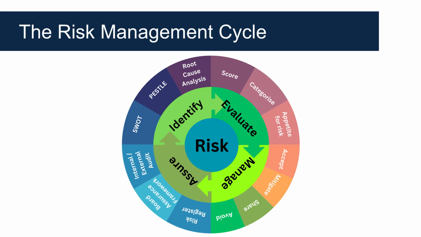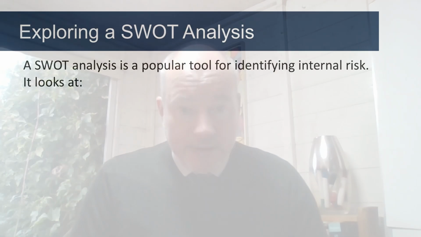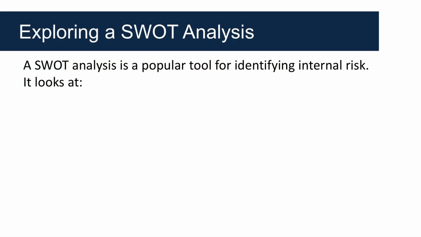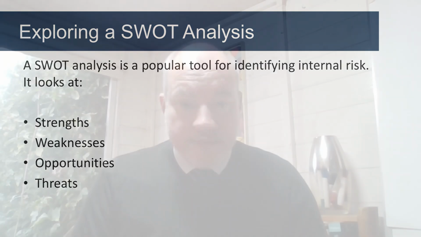There are 4 key steps to the risk management cycle. The first is identifying your risks. There are a number of tools you can do to identify risks. 3 that we recommend are a SWOT analysis. This is useful for mainly your internal risks. It looks at strengths, things you're doing well, weaknesses, things you're not doing so very well, opportunities, things that you might want to do in the future, and threats, things that stop you developing and improving.